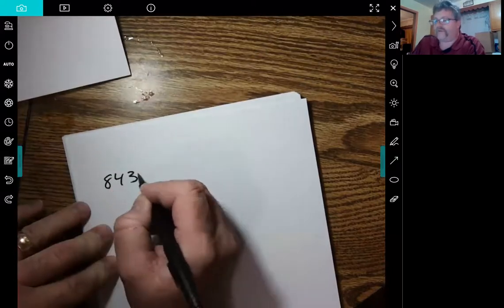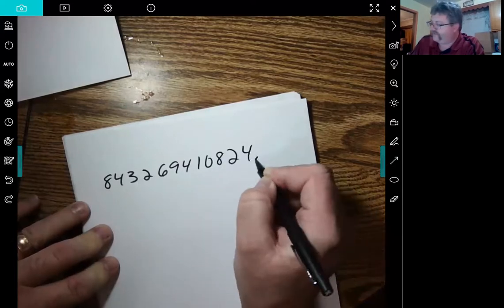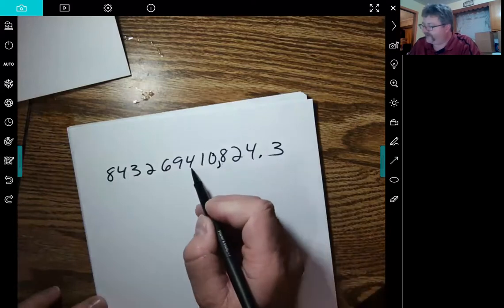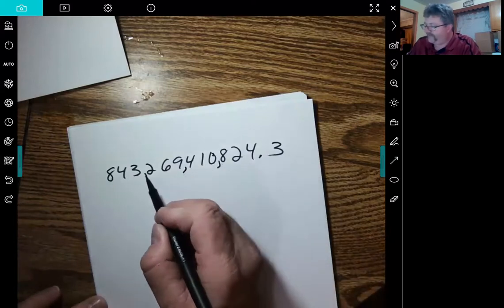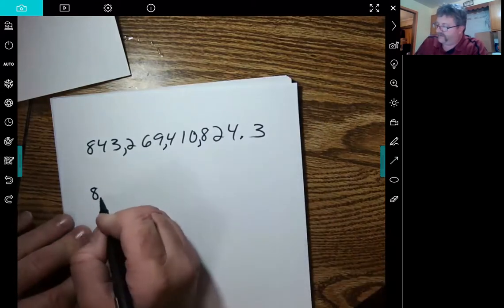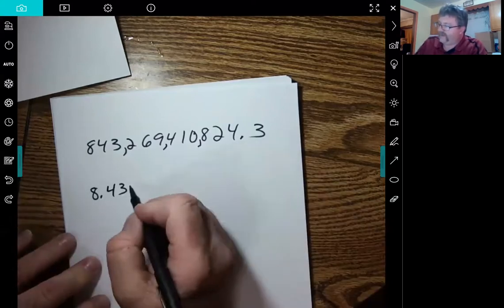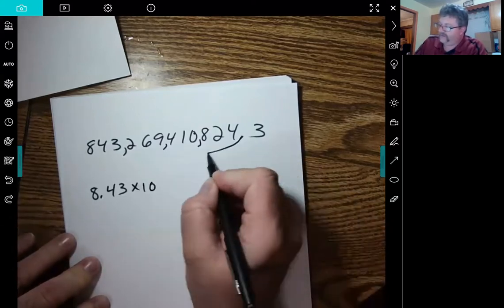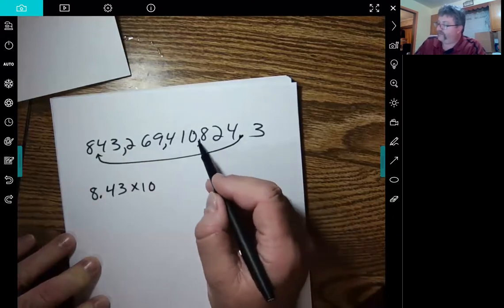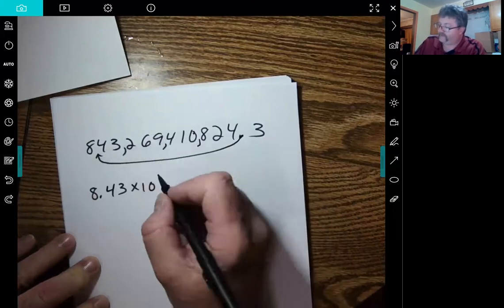8, 4, 3, 2, 6, 9, 4, 1, 0, 8, 2, 4.3 is what I had there. So I tried to go back and put my commas in so I could read it properly. Okay, there we go. That's what I had. And I said, okay, scientific notation says I'm going to leave the 8 decimal point, carry 1 or 2 more digits, and then times 10 to some power. Well, the power is how many steps to get from there to there. And we said it's 1, 2, 3, 4, 5, 6, 7, 8, 9, 10. We said it's 11, right?